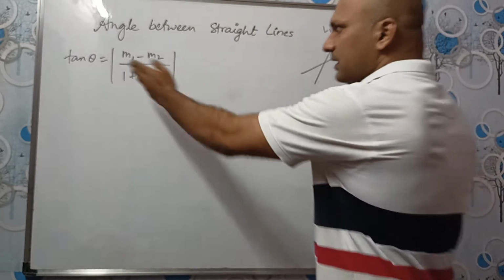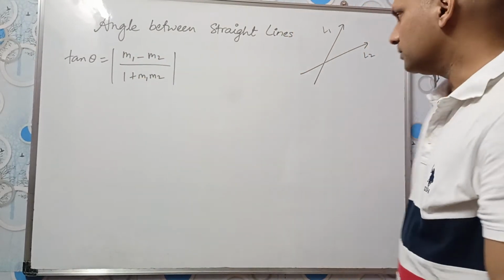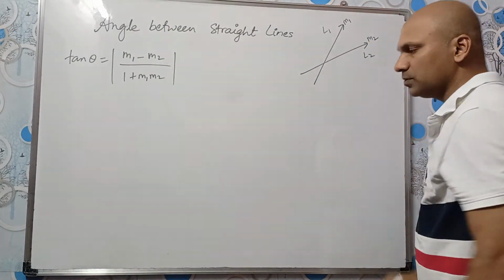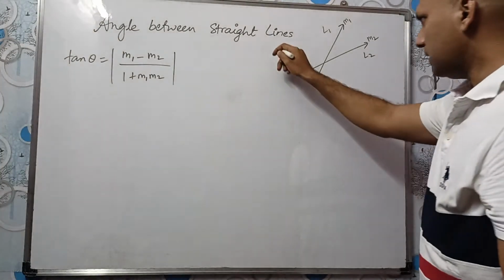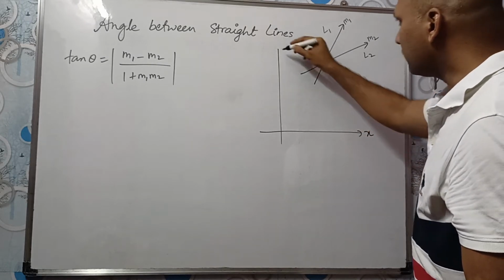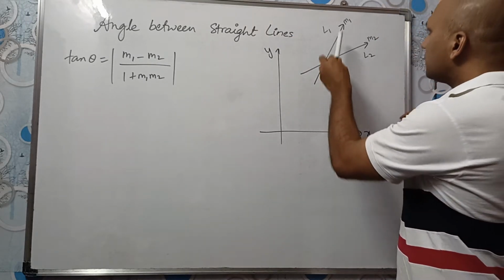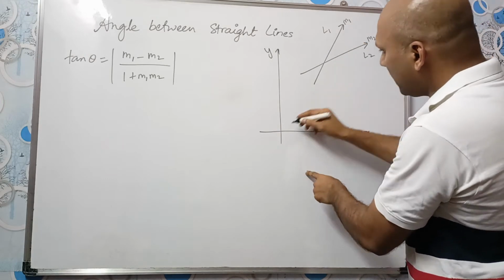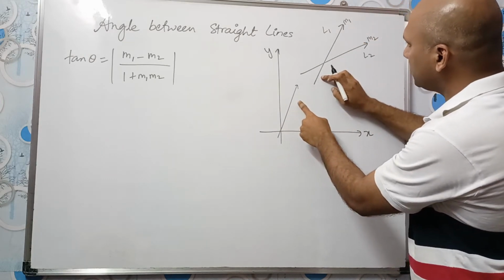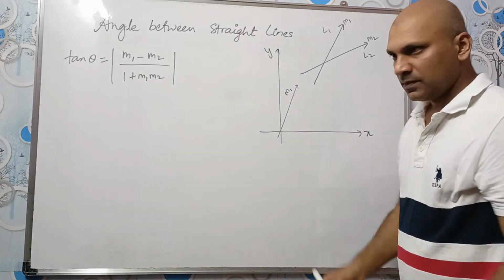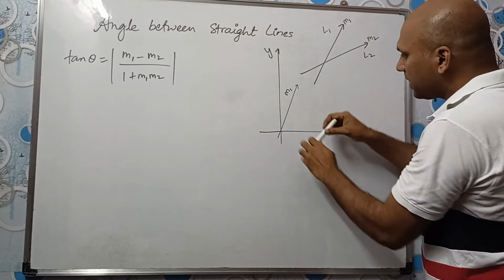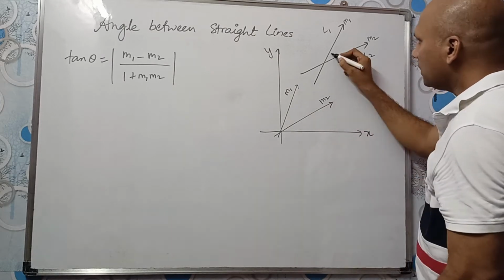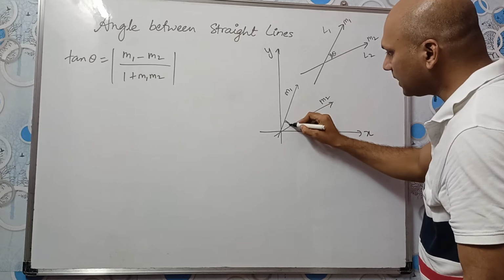Okay. Let us derive tan theta is equal to m1 minus m2 by 1 plus m1 m2. Let us say we have two lines. Slope of the first line is m1 and slope of the second line is m2. Now, what do we do here is we draw x-axis and y-axis like we did in the previous case, and we'll draw a parallel line to L1 which is passing through origin. These two lines are parallel to each other and the slope will be m1. We'll also draw a parallel line to L2 which is passing through origin again. These two lines will be parallel to each other. So this slope is m2.